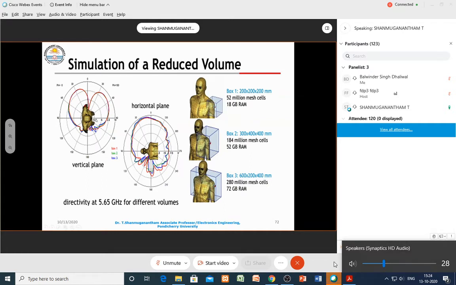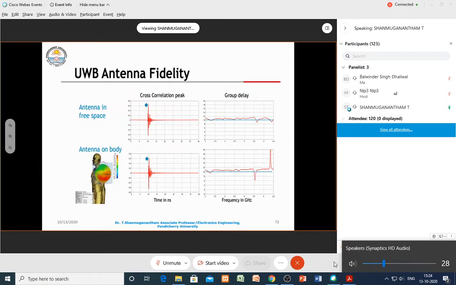Here the radiation characteristics were also analyzed. Previously S11 was analyzed. Here the radiation characteristics are almost close, and validations are done, particularly for the other frequency, 5.6 GHz in the UWB. And these are the group delay results analyzed for different times in seconds.